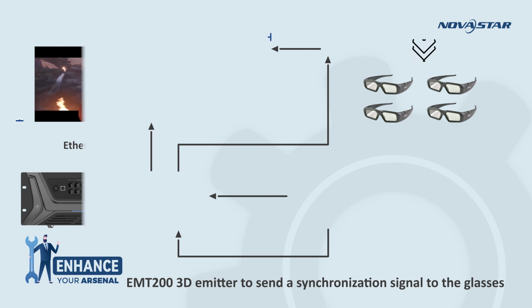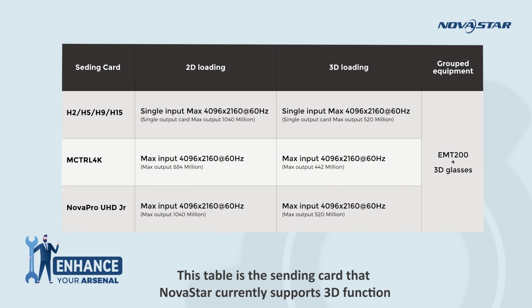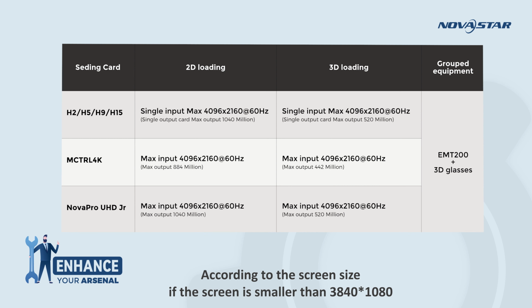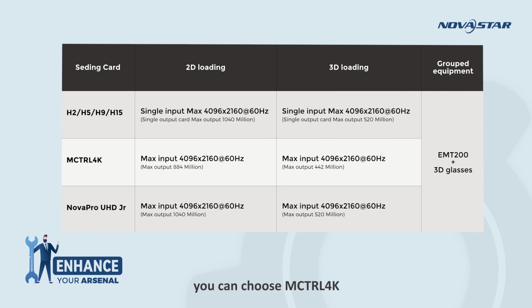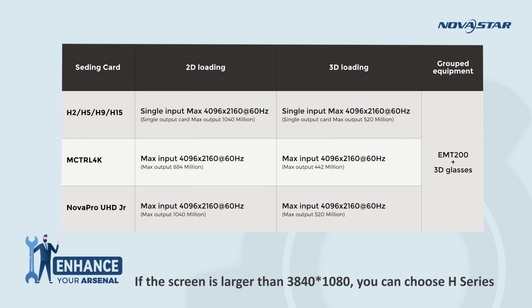This table shows the sending cards that Novastar currently supports for the 3D function. According to the screen size, if the screen is smaller than 4K by 1K, you can choose the MCTRL4K. If you need the zoom function, you can choose the UHD Junior. If the screen is larger than 4K by 1K, you can choose the H Series.